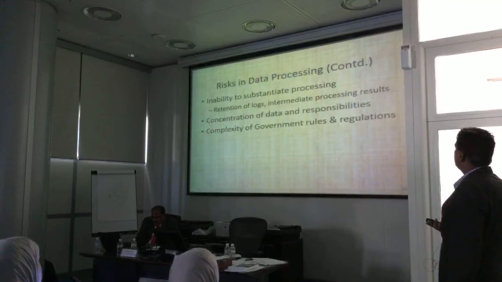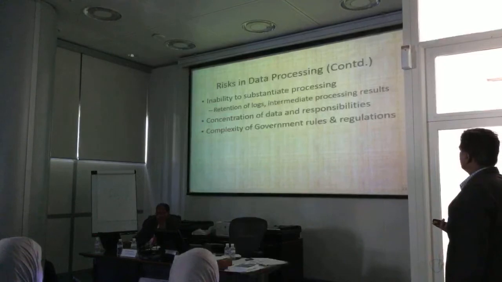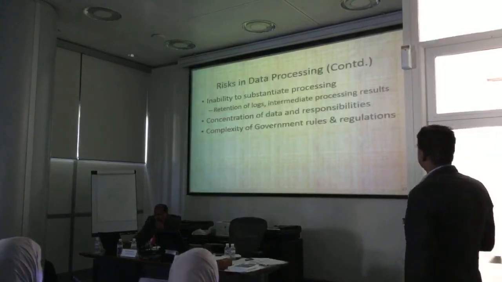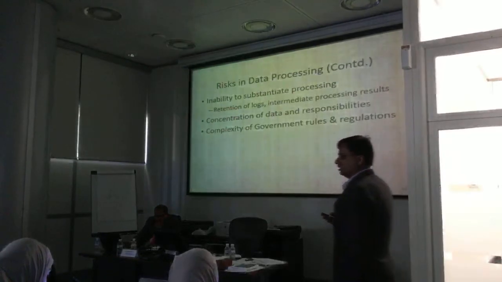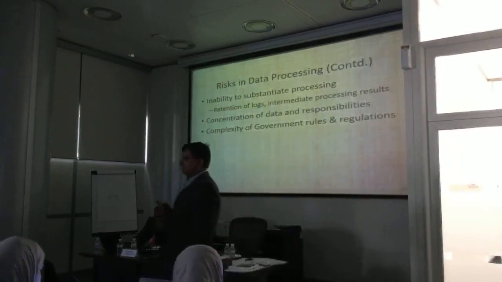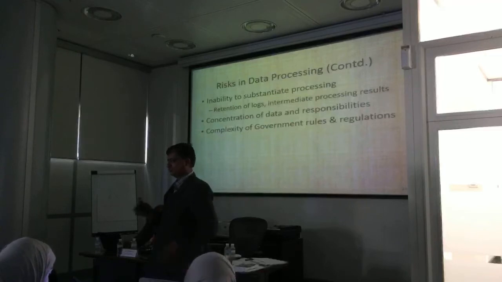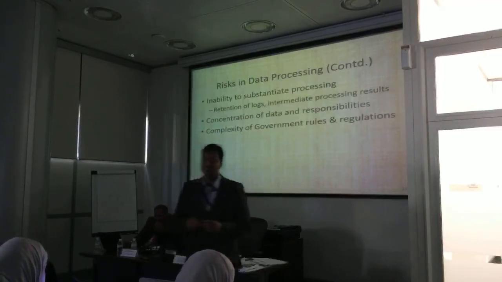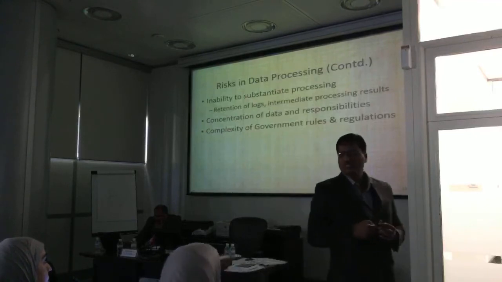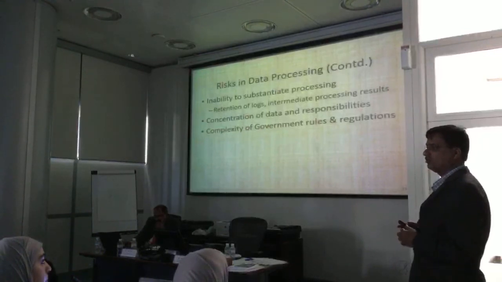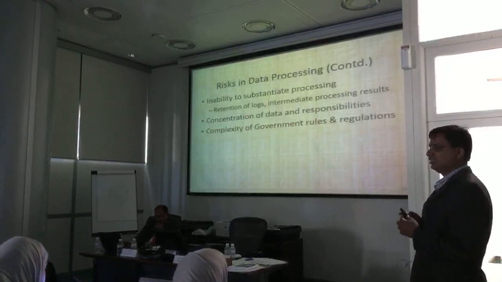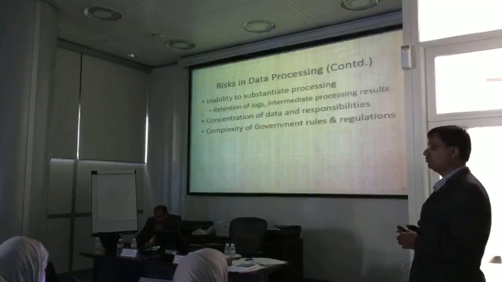Risk in data processing: inability to substantiate processing, loss of intermediate processing results, concentration of data and responsibilities, complexity of government rules and regulations. Sometimes government rules are so complex that the system designer, who is not part of the government, does not have a complete understanding, and these rules are not mapped properly. That is why, in general controls, there is a requirement for a user requirement specification and also testing of the system before it is implemented.